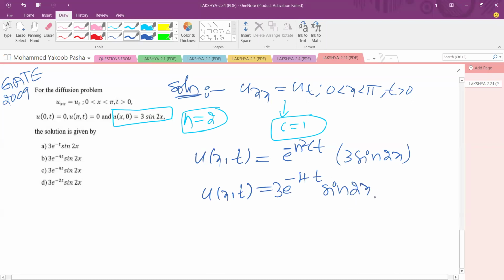Therefore, what is the right option? 3 into e to the power of minus 4t sin 2x. Option B is the right option. Okay, this is the right option. Now I'm taking another problem. Is it clear to all? Now I'm taking another problem.